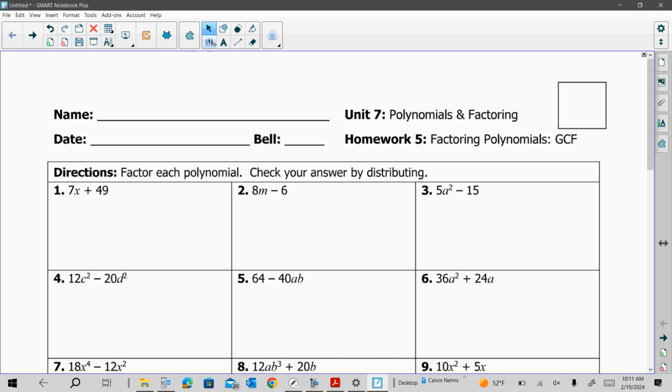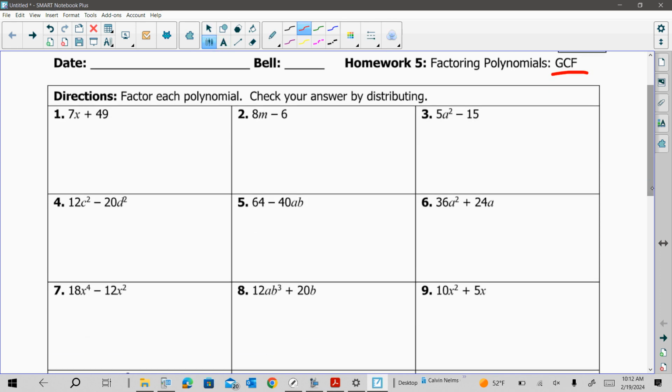Number 5 is strictly GCF. Okay, no X puzzle is needed. What you're going to have to do is look at each term one at a time. So if I'm looking at this one, I'm just going to write GCF. You don't have to write it, it's up to you. But we look at the numbers first.